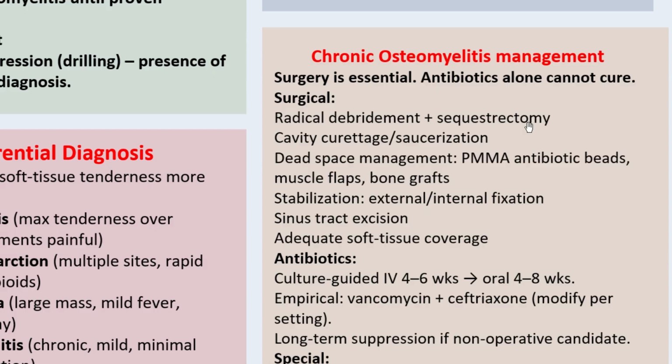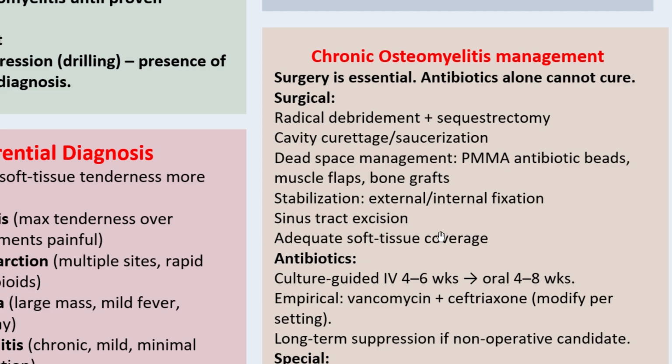Then dead space management, where PMMA antibiotic beads have been put up or being thought to be important, where these beads are put in place. But of course, there is a lot of controversy when it comes to that in terms of antibiotic resistance and other things. Muscle flaps can be used, bone grafts can be used to cover up that dead space. Like if an extensive chunk of tissue is debrided, we can put a bone graft. Then we can stabilize that bone using external or internal fixation, because imagine this bone is weak and it's in the long bones which are weight bearing.